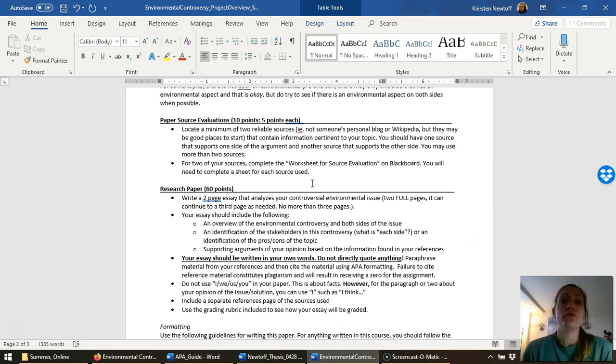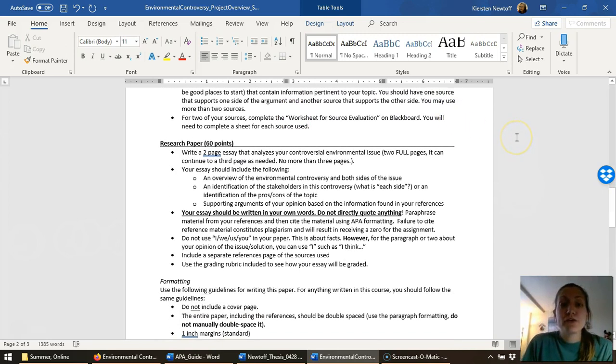Although you may use more than 2 sources in your paper, you only need to do 2 of these. You'll choose to do 2 sources, one for one side of your issue, one for the other side of your issue. Again, if you have more sources, totally fine, but you only need 2 for this assignment. Then you have your research paper.